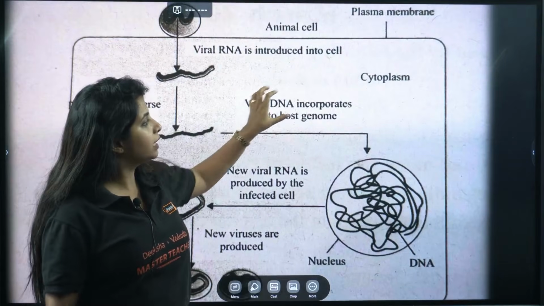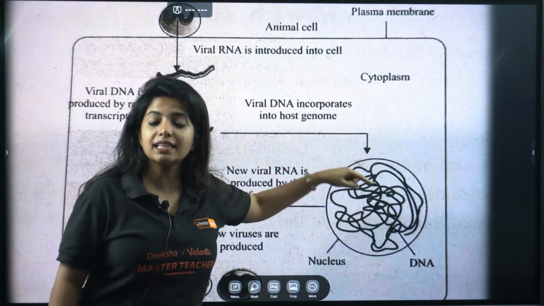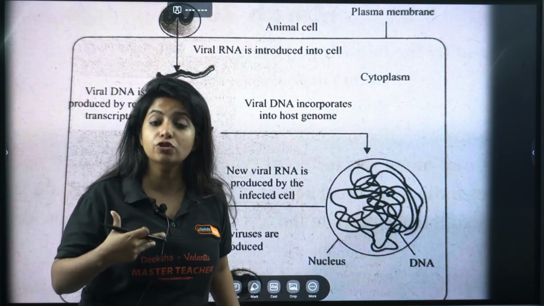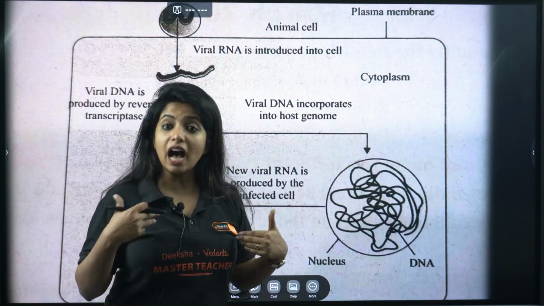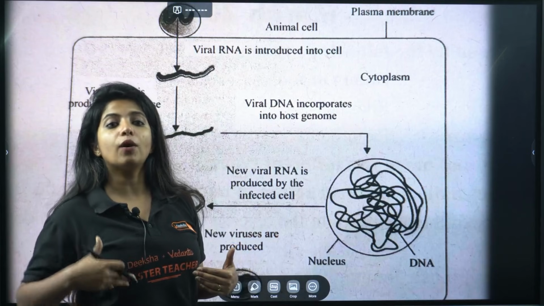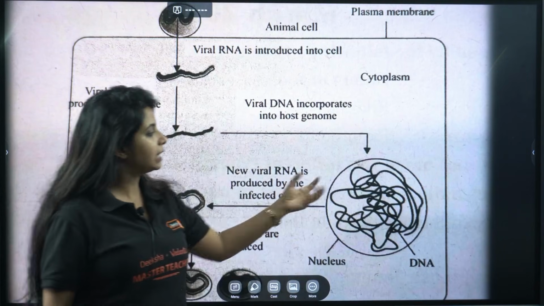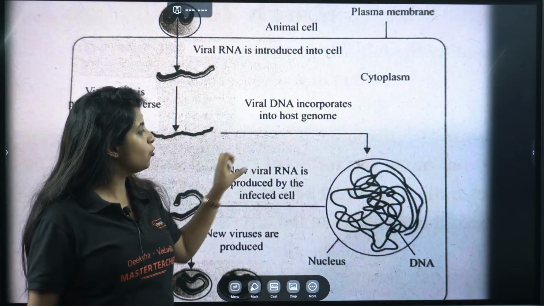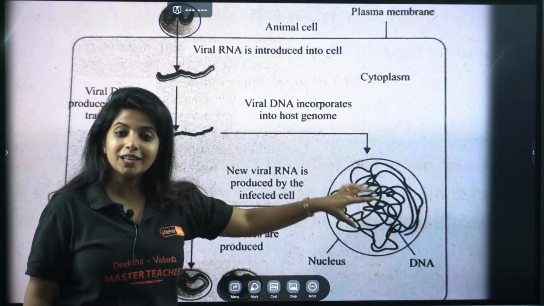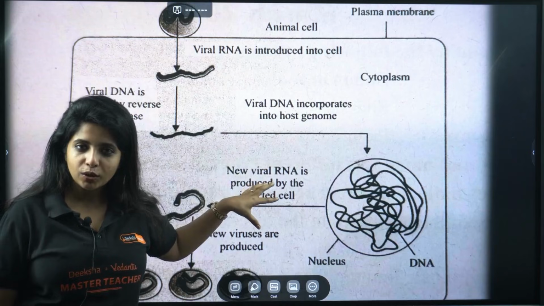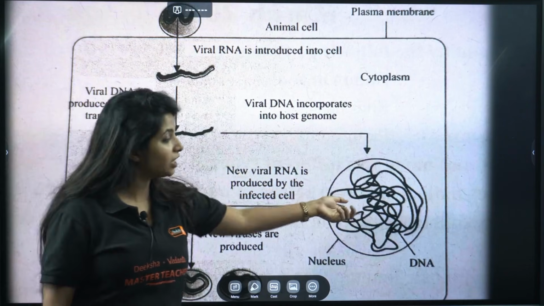This viral DNA incorporates into the host genome. It goes and gets inside our genome, that is the host genome. And now when it gets incorporated over there, it uses our machinery to basically replicate, to do all the other functions out there. And basically now they will produce new viral RNA in the infected cell. So with the machinery, they made their own RNA. Apart from that, they made their proteins also.